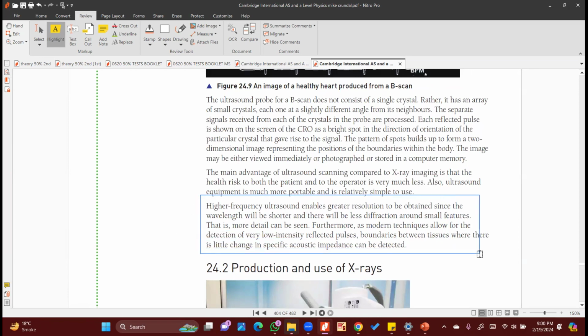This is an important section. High frequency ultrasound allows greater resolutions to be obtained since the wavelength will be shorter and there will be less diffraction around the smaller features. That is, more detail can be seen. Furthermore, modern techniques allow for the detection of this.